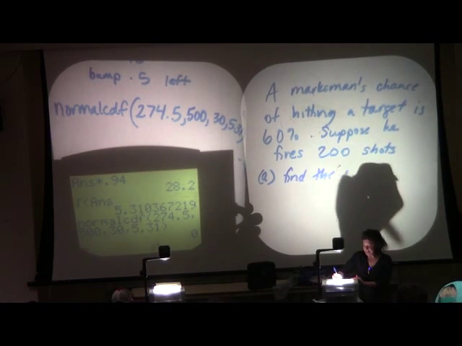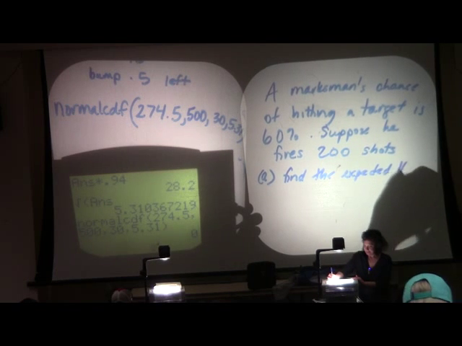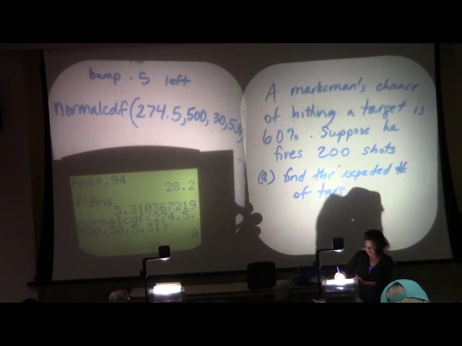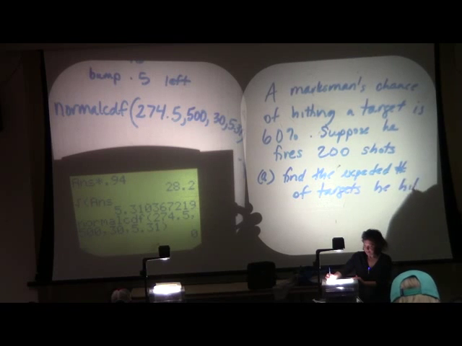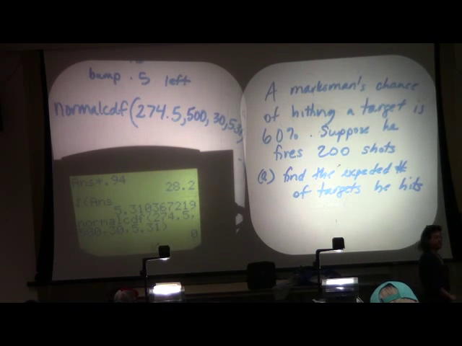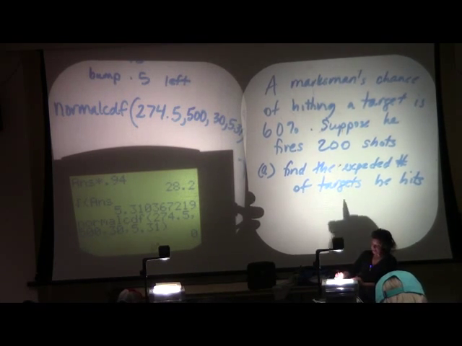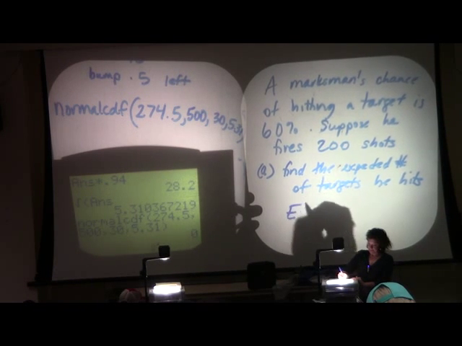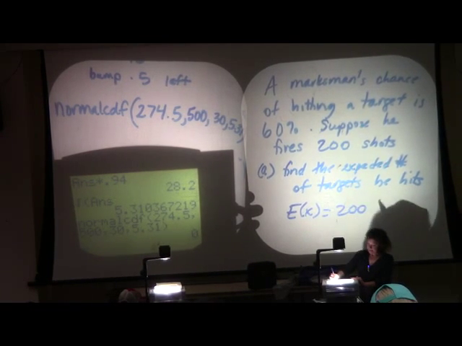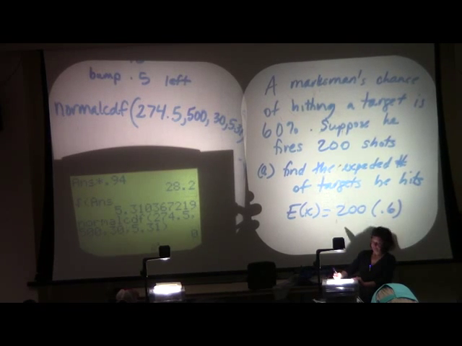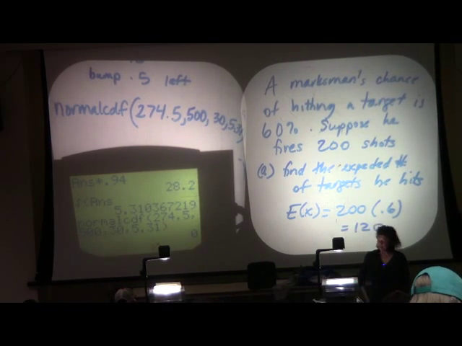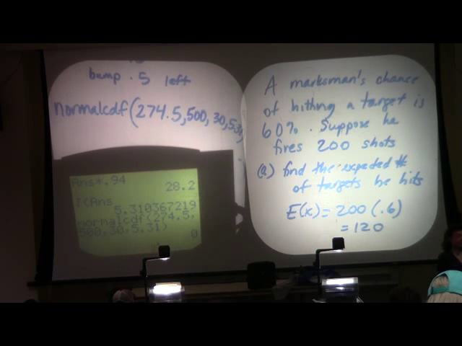Part A. Let's find the expected number of targets he hits. And I'm not being sexist. I'll make the next one a she. How do you find the expected number? Isn't it n times p? So we can expect that this fellow is going to hit the target 120 times. Guys, with me this far?